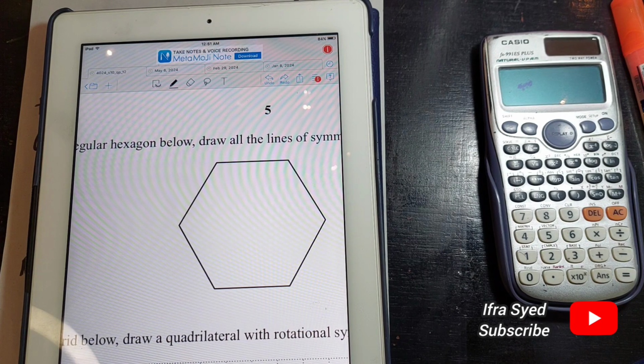So what is a hexagon? A hexagon is a six-sided polygon. 1, 2, 3, 4, 5, 6. So a hexagon is a six-sided polygon. Now what is a polygon? A polygon is a two-dimensional shape that is closed and made up of straight lines. As you can see, this figure is closed and it is made up of straight lines. Now all our concepts are clear. So now let's solve the question.